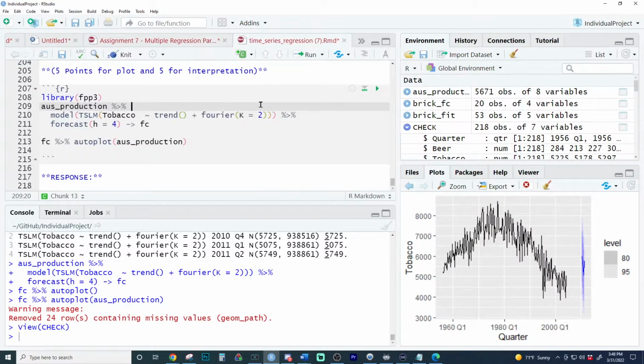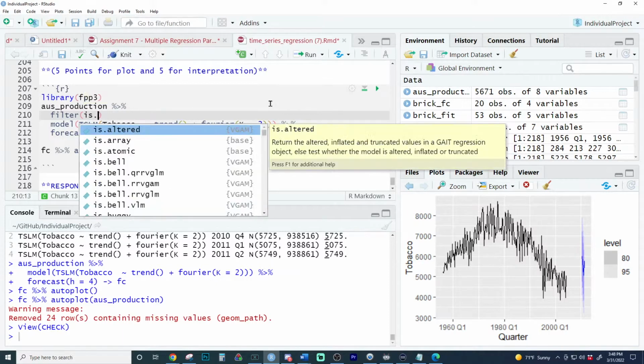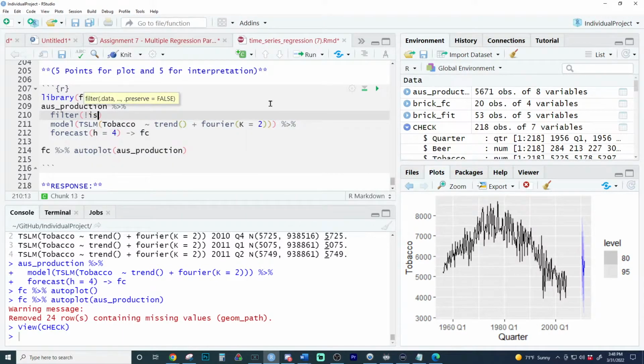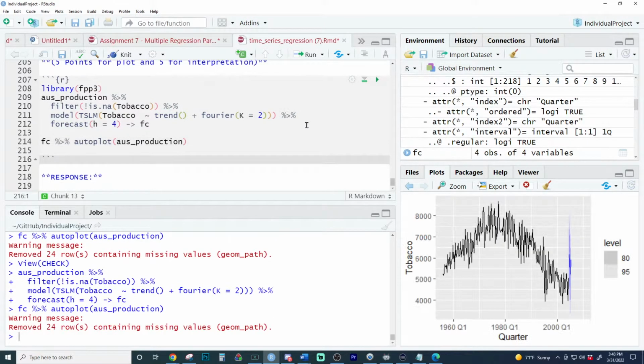So what we want to do is first filter. Let's go to filter, is.na, is not .na, and let's put in here the tobacco. I think that should work. So is not missing of tobacco. That looks to be good. And now let's take a look at it. There we go. Ooh, what's going on with that model?